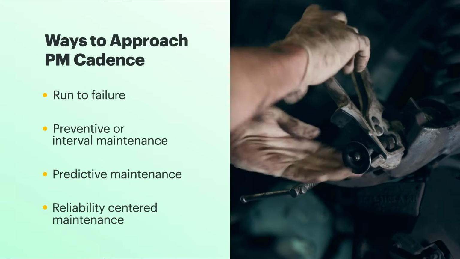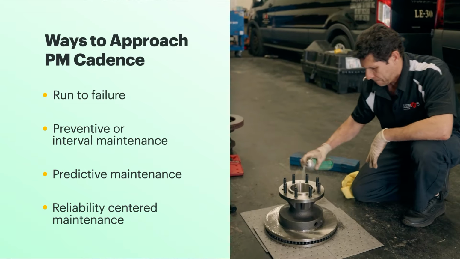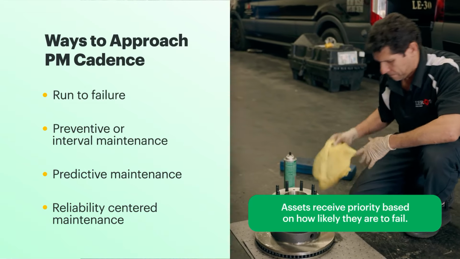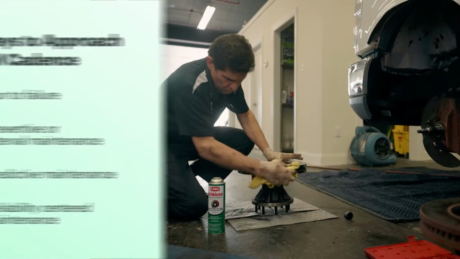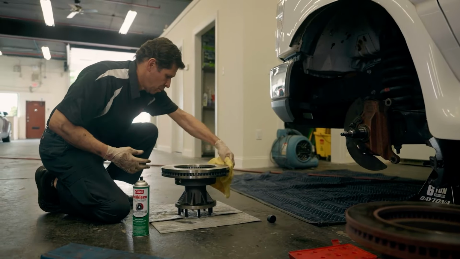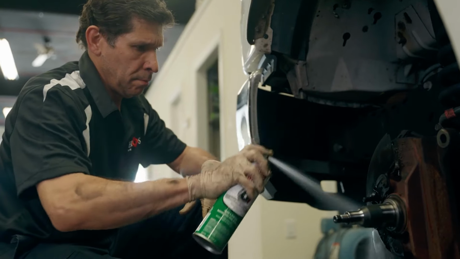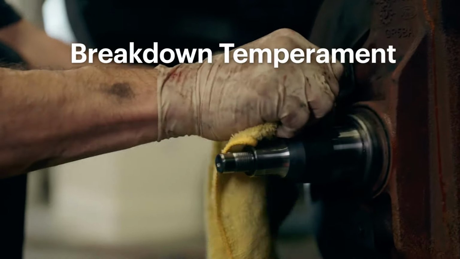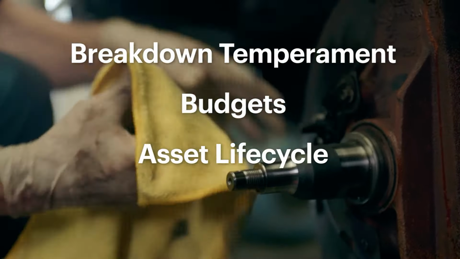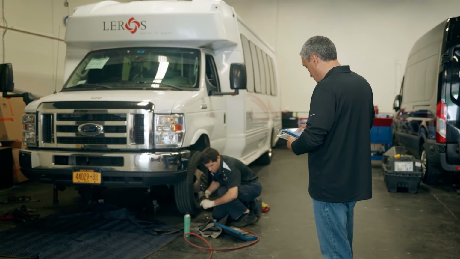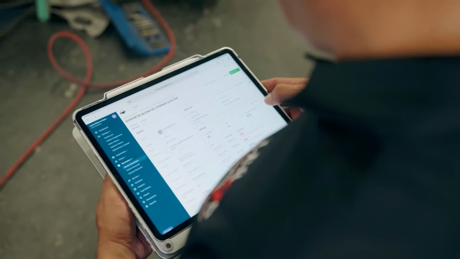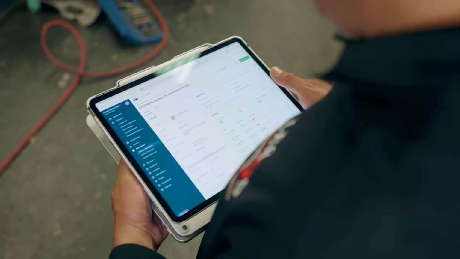And number 4, reliability-centered maintenance. That guides which assets receive priority based on how likely they are to fail. There's really no one right answer to which approach you should take. That really just depends on your temperament for breakdowns, budgets, asset lifecycle goals, and OEM service guidelines. Really just choose whichever method is right for you and your operation, and be willing to experiment with different methods.